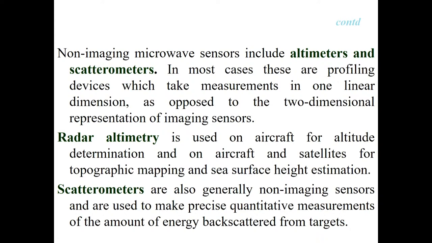Spectrometers are generally non-imaging sensors and are used to make precise quantitative measurements of the amount of energy backscattered from the target, and spectrometer data sets are used to get precise information of the backscattered energy. This is used to find out the wind direction and wind speed, and the sea surface roughness also.